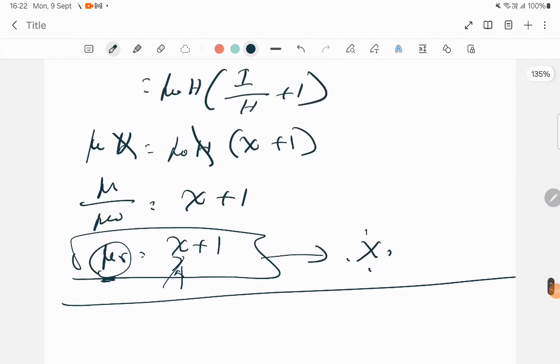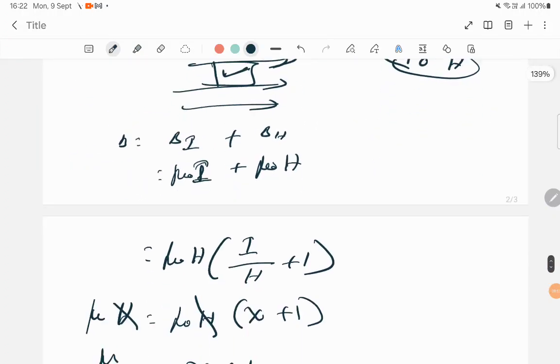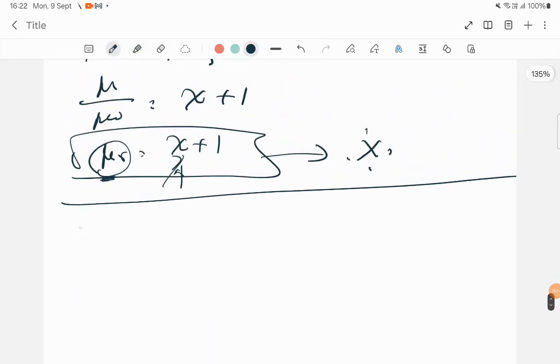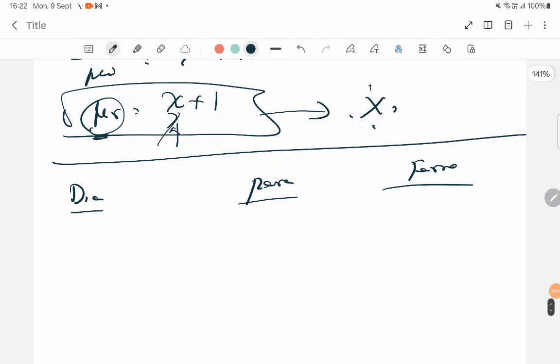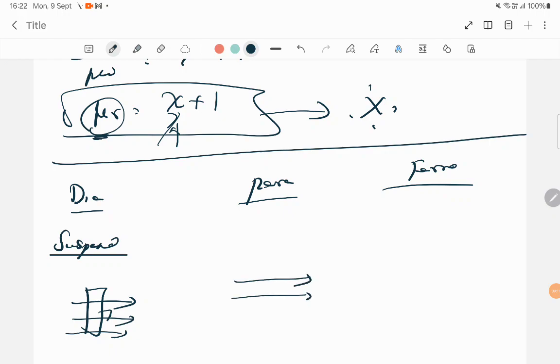Next, this derivation is very important. Then is the difference between dia, para and ferromagnetic substances. When you suspend a diamagnetic specimen in a magnetic field, it will come to rest in a direction perpendicular to the magnetic field. Whereas a paramagnetic substance, when you suspend it, will come to rest in the same direction as the magnetic field. Ferro and para are more or less the same.